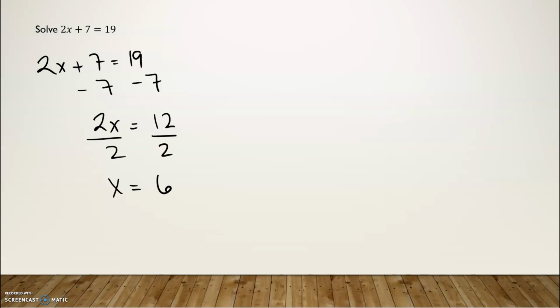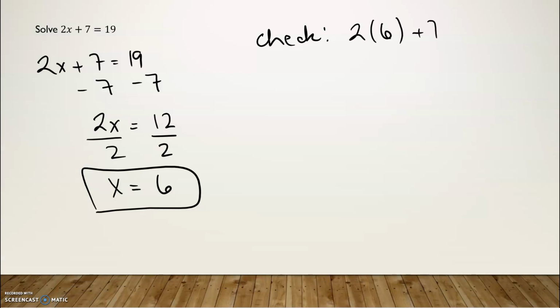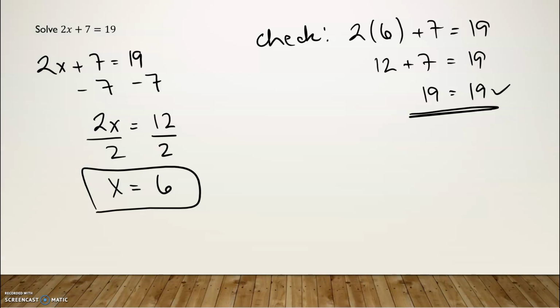So x equals 6. Now before I say, okay, done, there's my answer, I have got to check my solution. So 2 times 6 plus 7 is equal to 19. 2 times 6 is 12 plus 7 equals 19. 19 equals 19. Okay, so because this came out to a true statement, I know that x equals 6 is my final answer. So because only some of the values work for this equation, that means that I have a conditional equation.